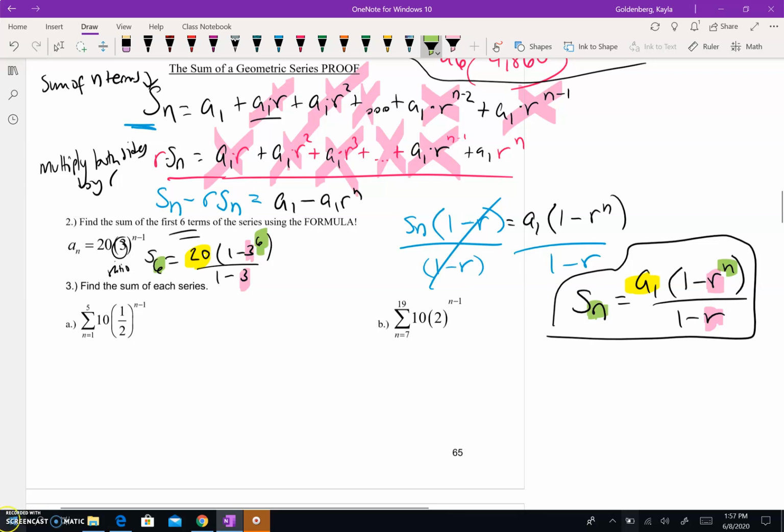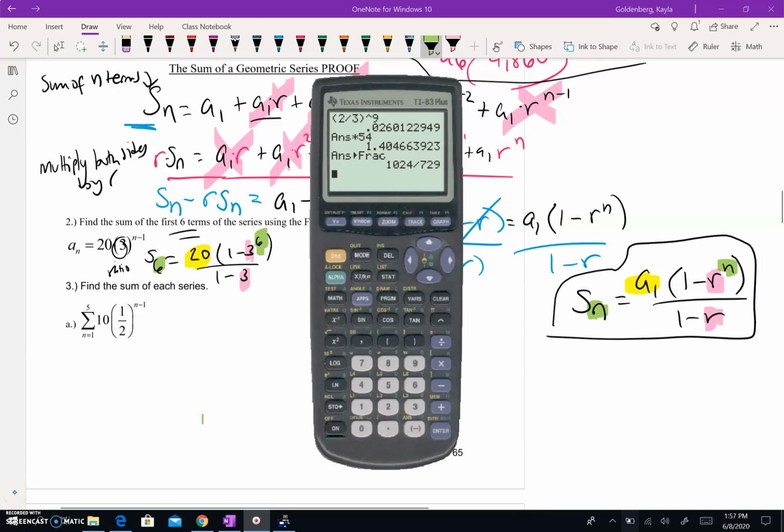From there we're going to plug it into our calculator. And I just want to show you guys how to plug it into a calculator because a lot of my students in Algebra 2 Honors will make mistakes as they're first learning this with order of operations. So the first thing you want to calculate is what's in the parentheses, specifically your exponent. So I would first do 3 to the power of 6. And then I would do 1 minus that.